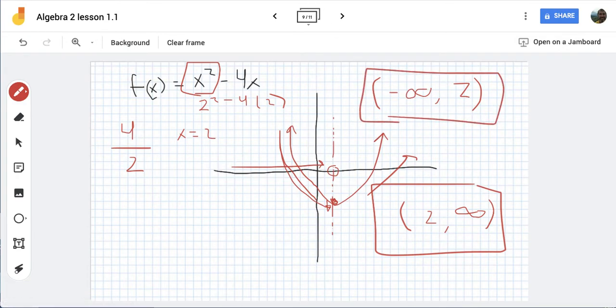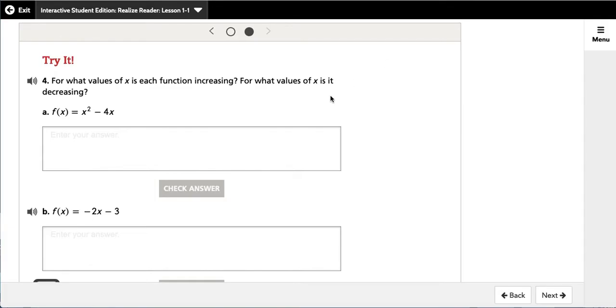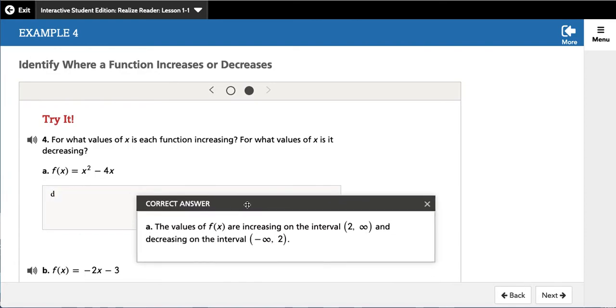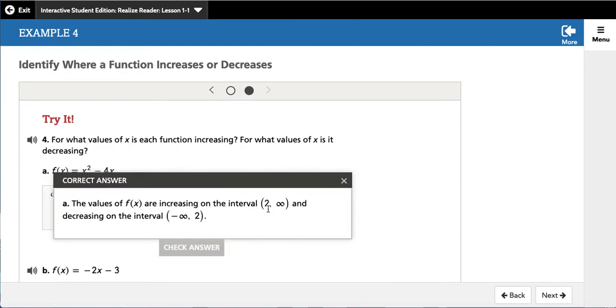And did they ask about where it equals 0? Because it's not increasing or decreasing right here. Now, do you remember? Is it a maximum or a minimum? Well, you can tell from the graph that it's a minimum, but they wanted us to consider that as it goes from decreasing to increasing means it's a minimum. All right, I think I answered way more than I needed to. Let's look at their answer. The values of f of x are increasing on the interval from 2 to infinity, and it's decreasing on the interval from negative infinity to 2, exclusive.